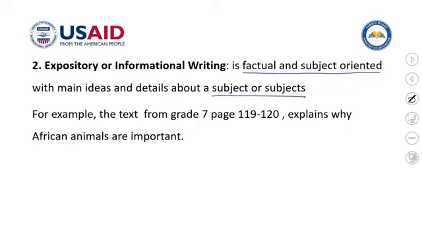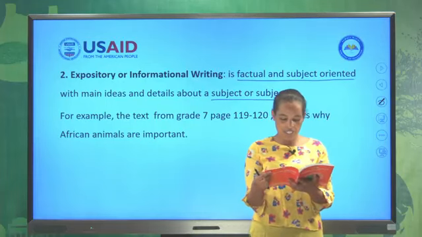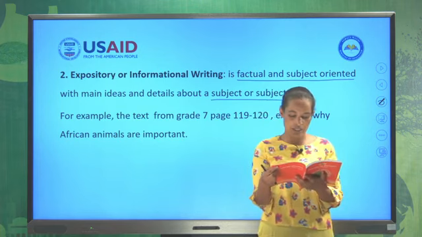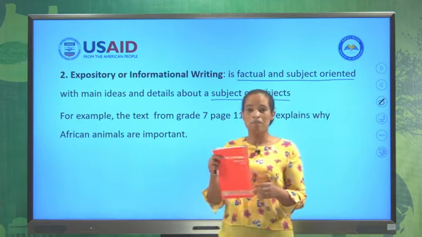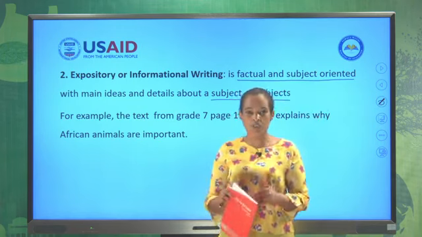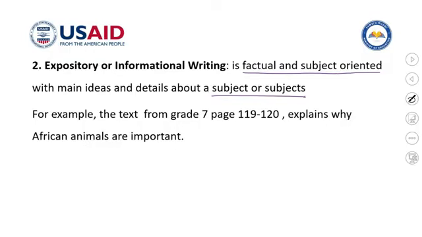We have a good model example of expository or informational writing. The title is Why African Animals Are Important. Let me read the first sentence. Africa is home to some of the most spectacular and diverse wildlife on the planet. So it begins with informing the subject. The subject is Africa in this text. If you read the whole text, it continues informing why African animals are important in the world.